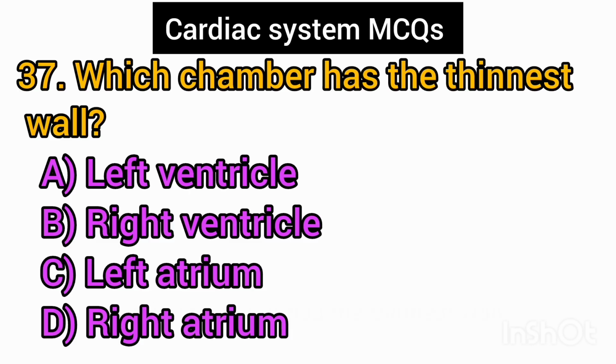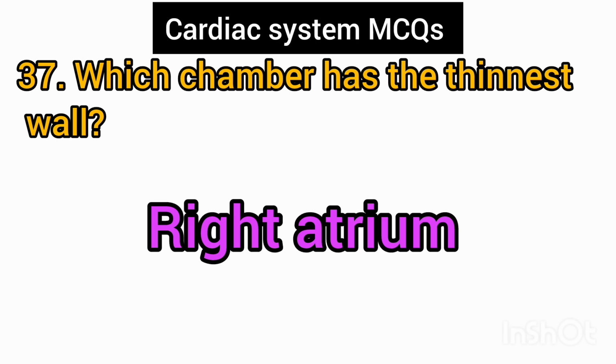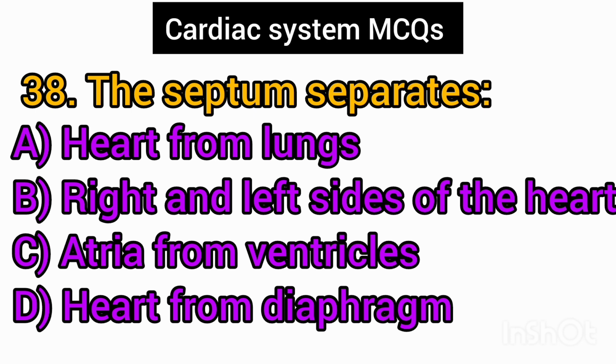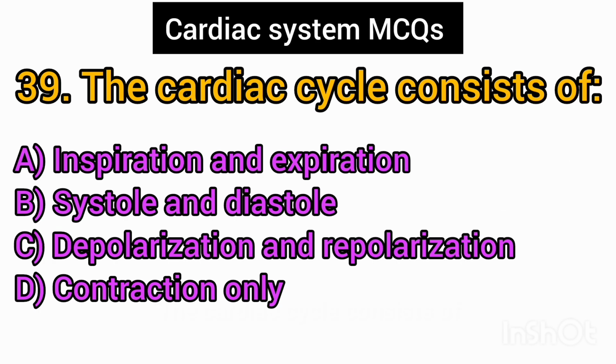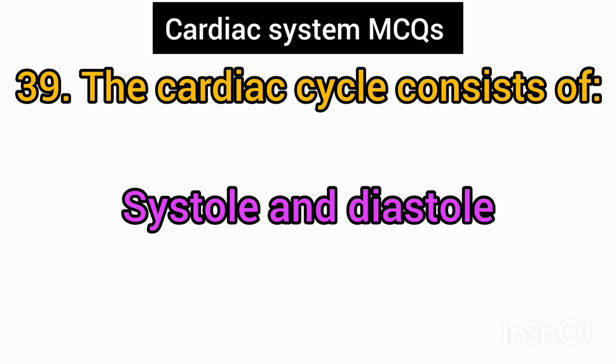Which chamber has the thinnest wall? Right atrium. The septum separates right and left sides of the heart. The cardiac cycle consists of systole and diastole.